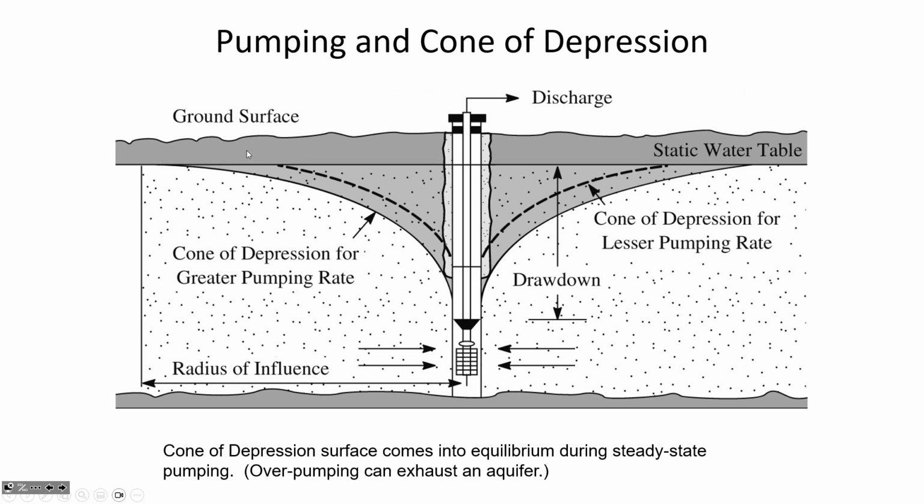And so water flows from high energy over here where the water depth elevation is high towards low energy. So here where we have drawdown, excuse me, drawdown is depression of the water level in the proximity of the well.